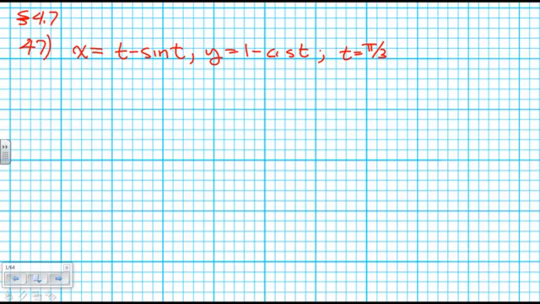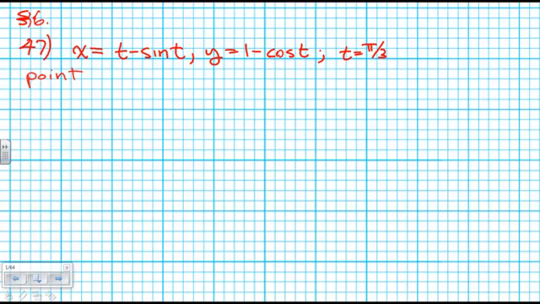So here's problem number 47 from section, not 4.7, rather from section 3.6. All right. So we've got this parametric equation, which gives us a curve, and they want us to specifically find the tangent line to that curve when time is equal to pi over 3. Our plan of attack is to get a point first, then a slope, and then put it together in the equation.